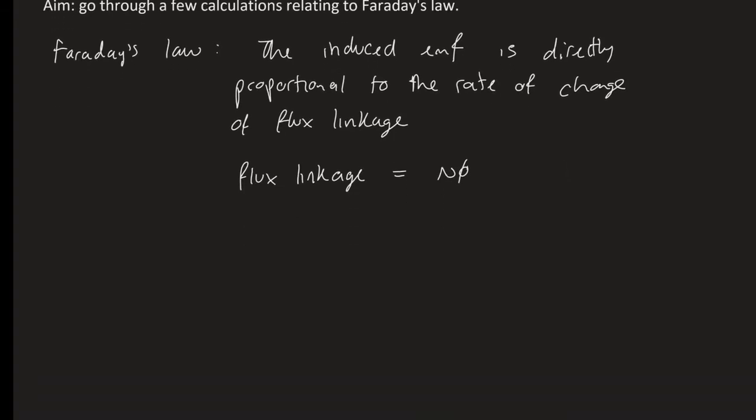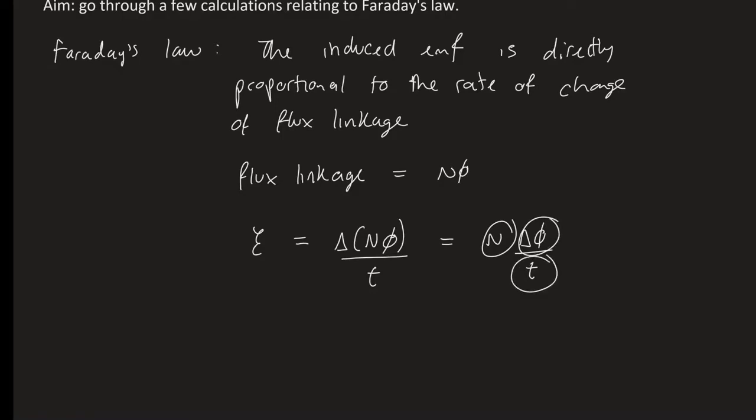We can promote this proportionality up to an equation that will actually allow us to go through some calculations, and that's what we're really going to be using in this video. EMF is equal to the rate of change of flux linkage, so change of flux linkage over time. This can be rewritten, it might seem a bit easier to use this: number of turns, or loops, multiplied by the change in flux and divided by the time it takes for that flux to change.